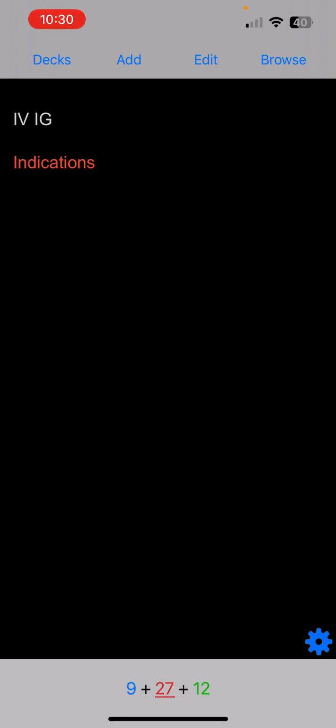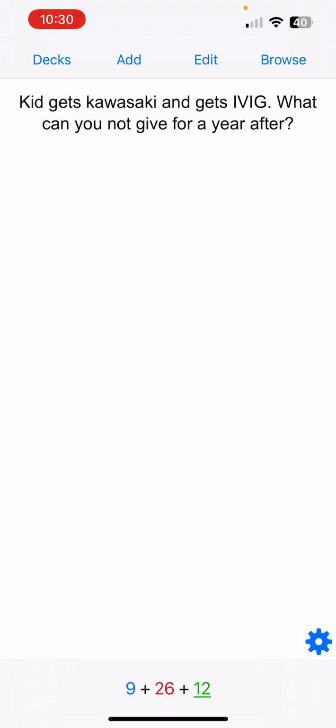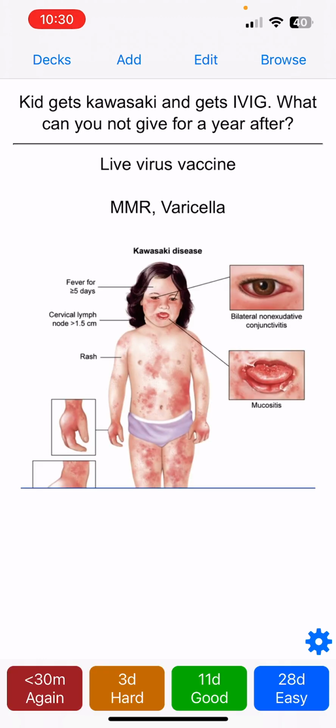Kawasaki disease is also known as mucocutaneous lymph node syndrome. Nice. Anki's the only reason I even know that name. Kid gets Kawasaki disease and gets IVIG. What can you not give for a year? Any of the live vaccines like polio or measles, MMR.